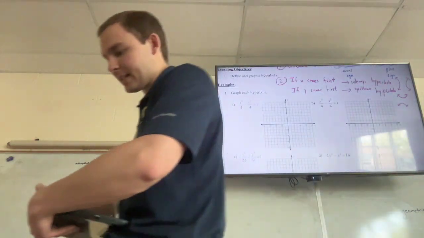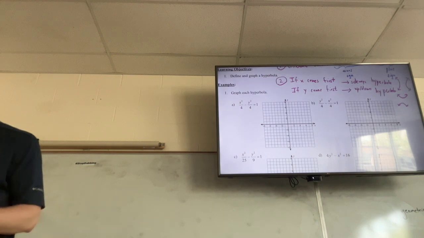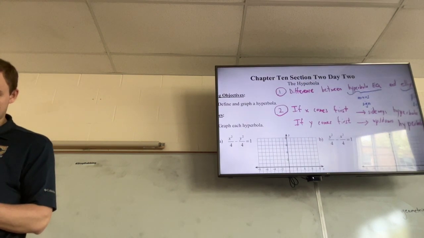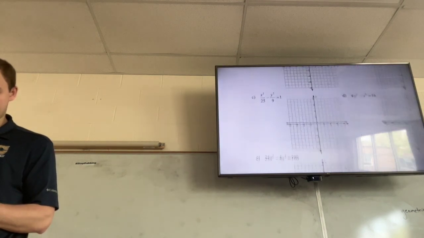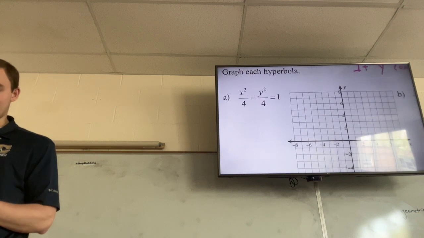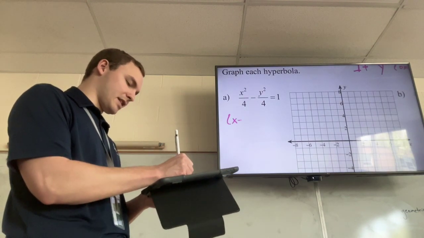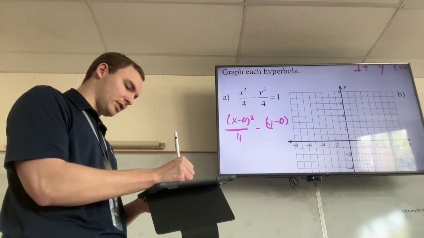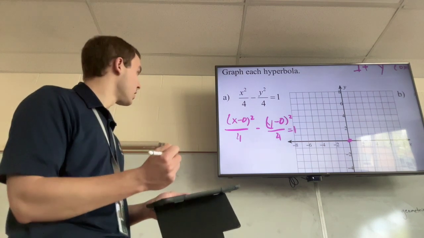So the way you'll do this, third thing I want to say, standard form has a 1 on the right still. Okay. So where do you think the center of this hyperbola is? If I rewrite this as x minus 0 squared over 4, yeah, it'd be at 0, 0. Okay. Plot the center, okay?